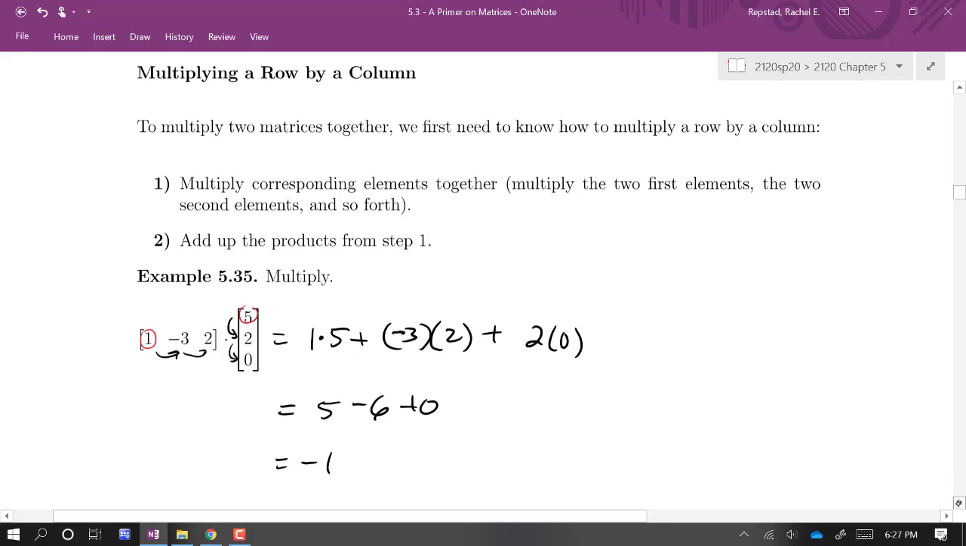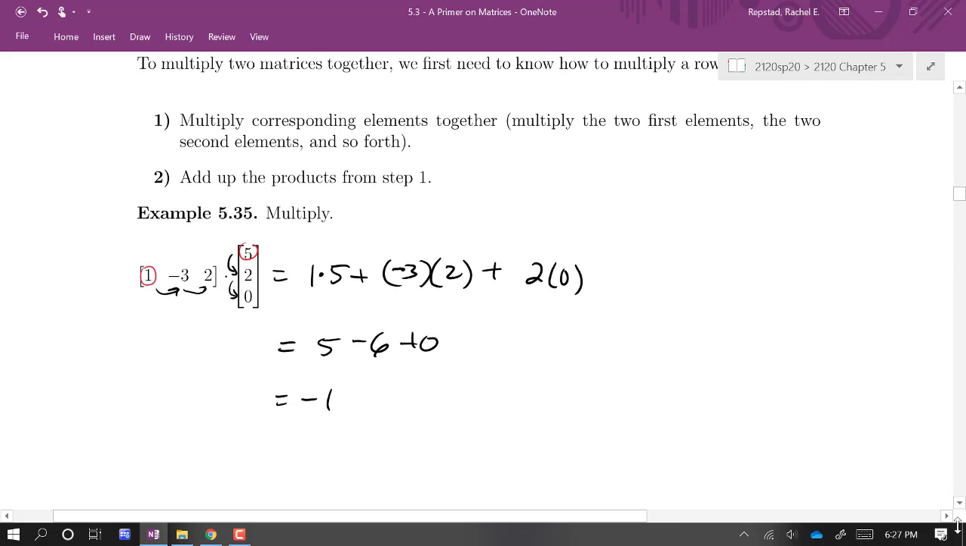Note that when we multiply a single row by a single column, the result that we get is just a number or a scalar. It's not a whole matrix, or you could think of it as a 1 by 1 matrix, but it's really just a single number. So when we multiply 2 matrices together, we're just going to repeat this process. We go through this process to find each entry of the new matrix.